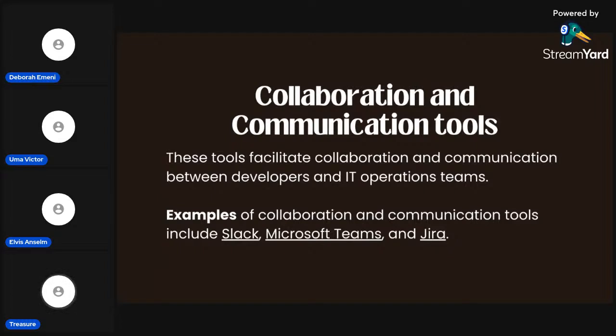And since it's an integral part of DevOps itself, there needs to be a tool that can handle that kind of communication. Examples of these tools you know are Slack, Jira, and Microsoft Teams, where you can easily create boards, track the boards to the end of the pipeline, track updates and the rest, and even communicate too.